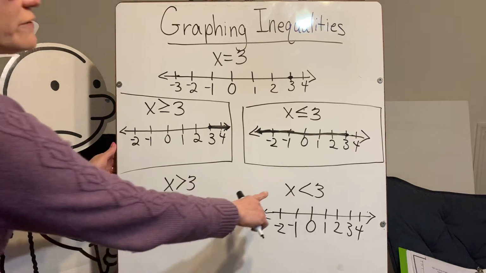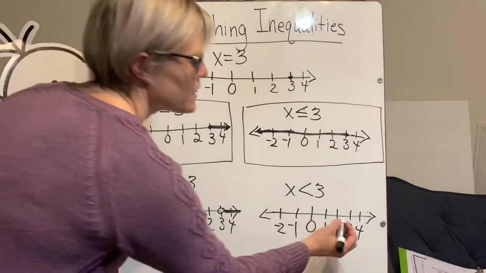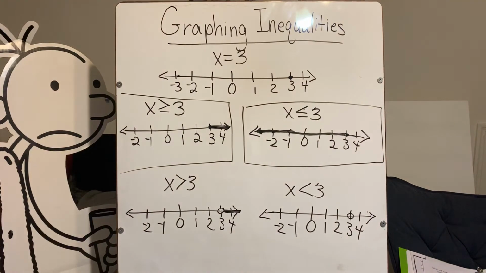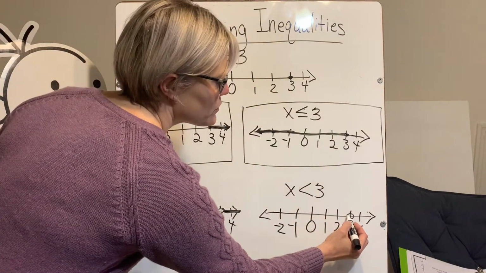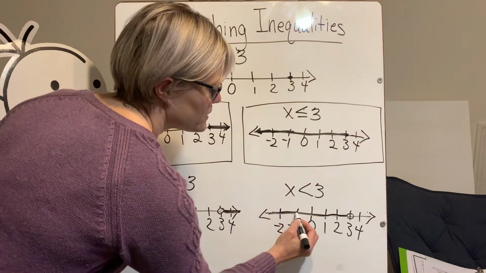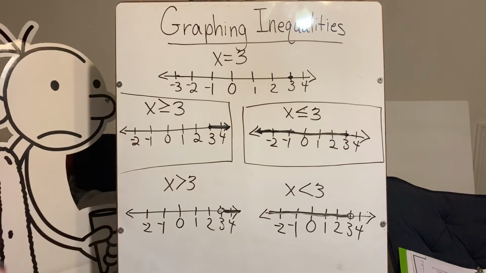All right, so if x is less than 3, again, it does not say equal to. So when I come to the 3, I'm going to create an open circle because it does not include the 3. So x is less than 3. So this time when I'm graphing this, I'm going to put my solid line, my dark line, going less than 3. So I hope this gives you an idea of how to graph inequalities.